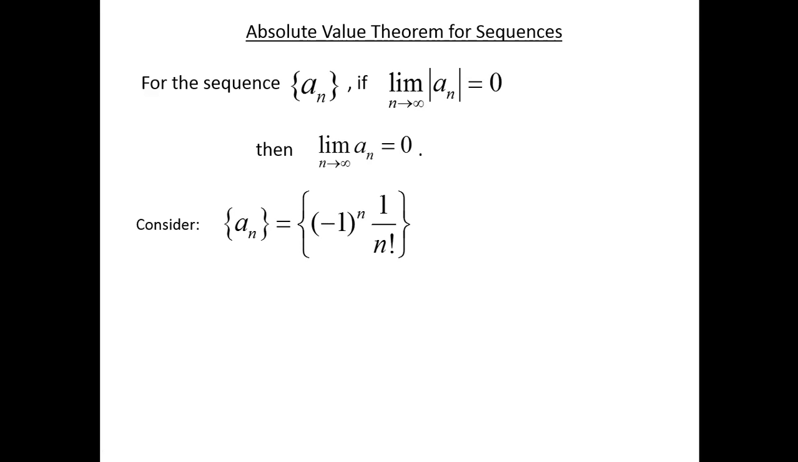Look at a quick little example here. We've got the alternating sequence, 1 over n factorial.